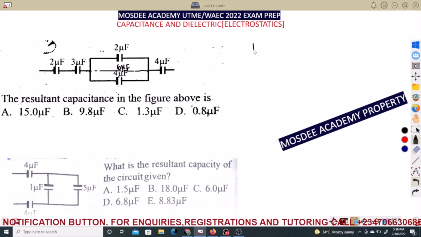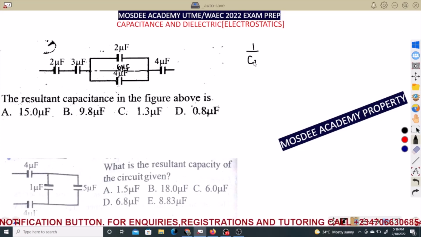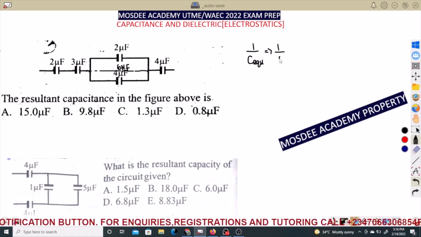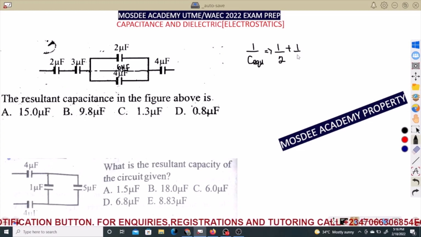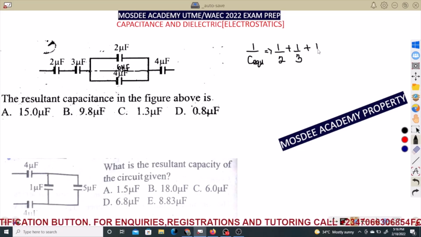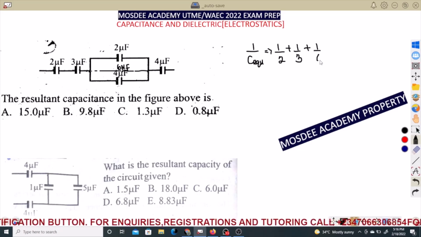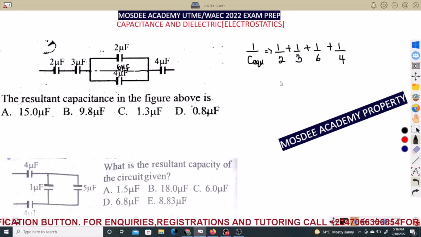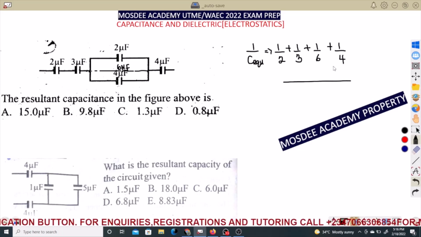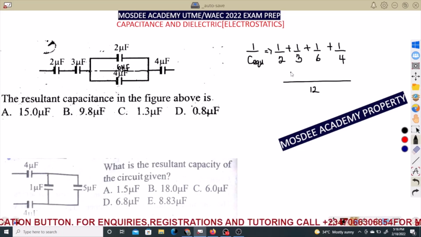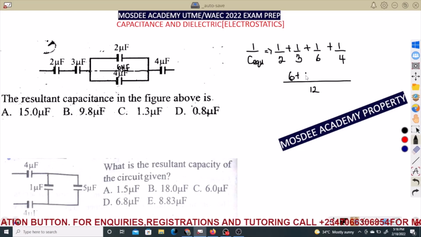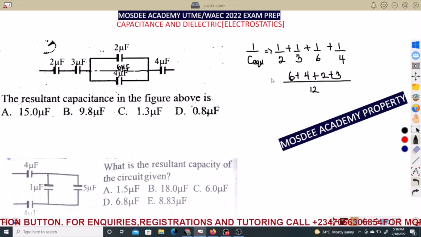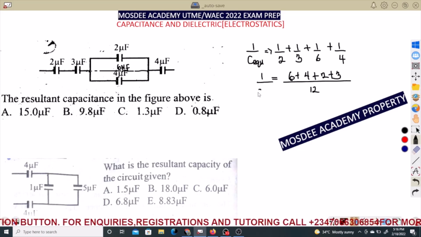So 1 over C equivalent is now 1 over the first one, which is 2, plus 1 over the second one, which is 3, plus 1 over the third one, which is now the one I've resolved, 6, plus 1 over the fourth one, which is 4. We go by LCM. The LCM of all these should be 12. 2 sixes are 12, 3 fours are 12, 6 twos are 12, 4 threes are 12. That is equal to 1 over C equivalent.